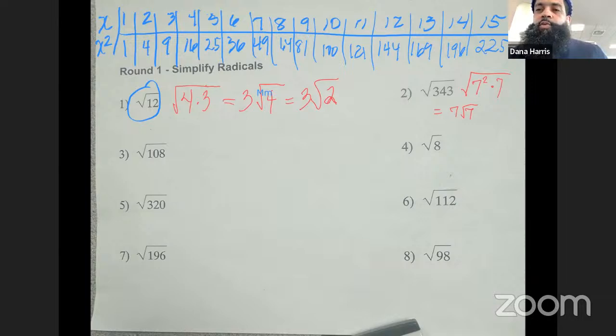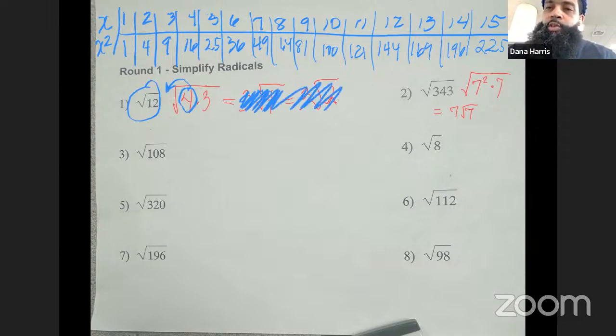So I have the square root of 4 times 3. 4 is a perfect square number. We want to break the number under the radical into factors, and we want one of those factors to be a perfect square number. The square root of 4 is 2, and it's going to go out front. So we erase that. I'm going to have 2, and I leave the 3 under the square root. That will be your answer for that.